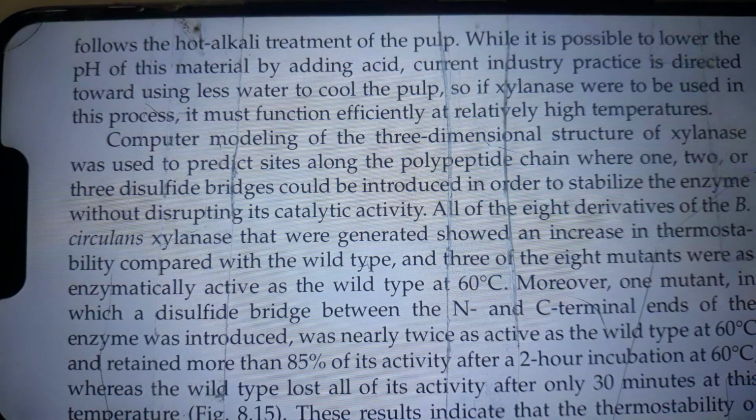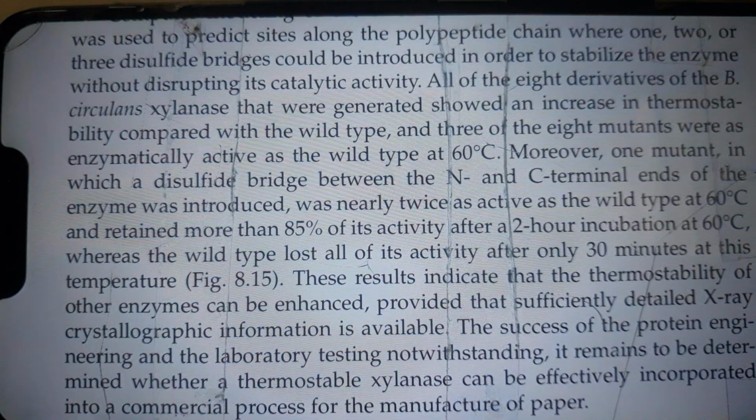Computer modeling of the 3-dimensional structure of xylanase was used to predict sites along the polypeptide chain where 1, 2, or 3 disulfide bridges could be introduced in order to stabilize the enzyme without disrupting its catalytic activity. All of the 8 derivatives of the B-cyclins xylanase that were generated showed an increase in thermostability compared with the wild type, and 3 of the 8 mutants were as enzymatically active as the wild type at 60 degrees centigrade.